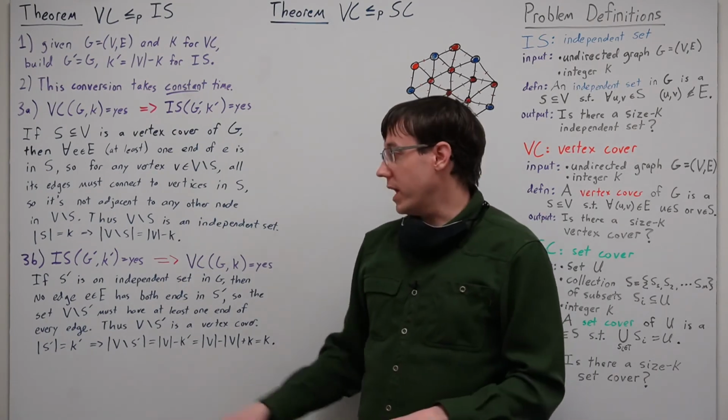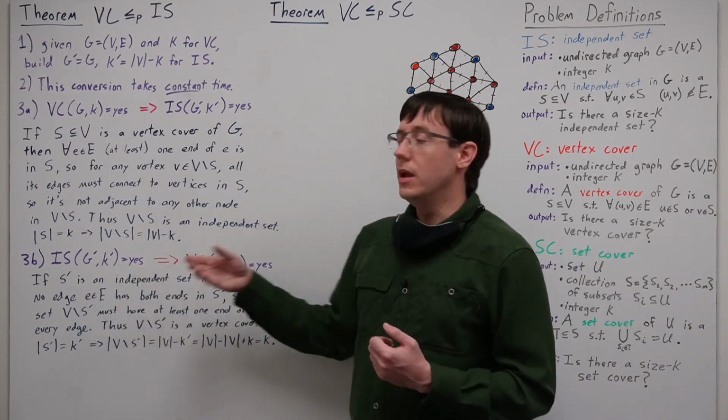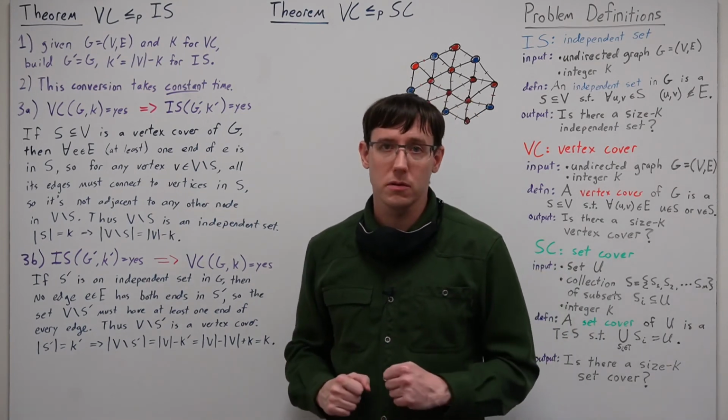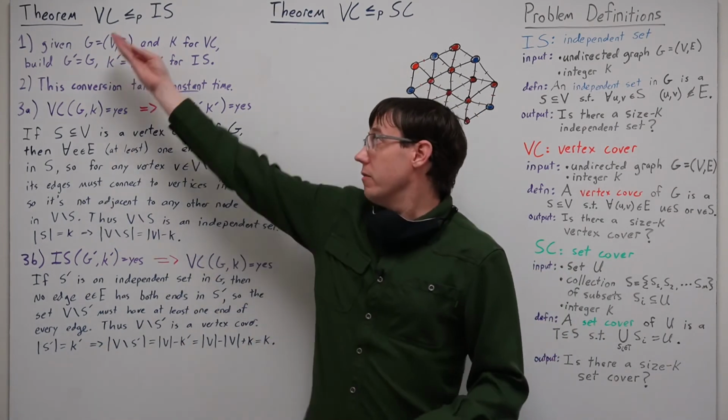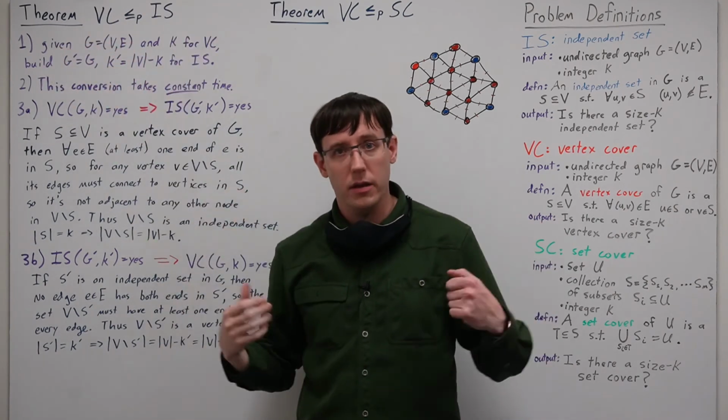So we have that whenever the answer to the translated independent set problem is yes, the answer to the original vertex cover problem was also yes. So we have proven that vertex cover is polynomial time reducible to independent set.